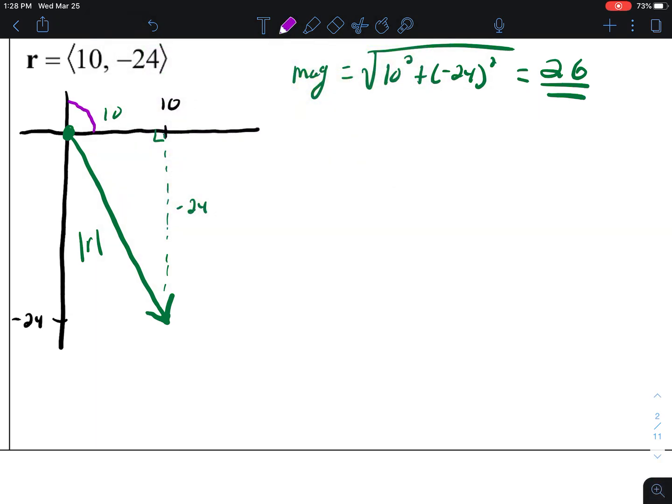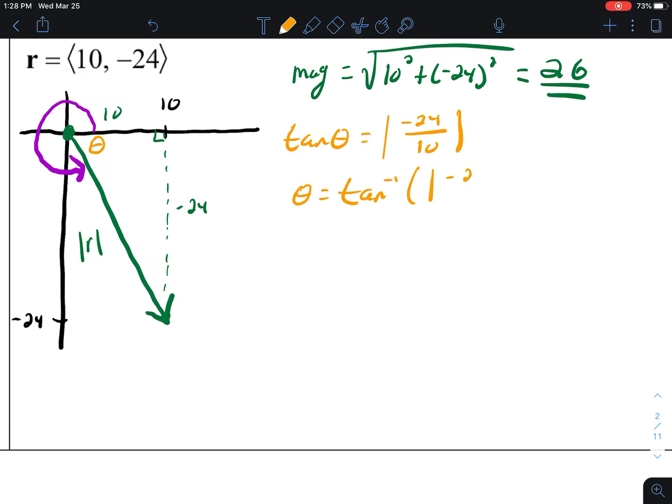Now the direction angle here is counterclockwise rotation off the positive side of the x-axis. So in order to find that, what we're going to do is find the angle inside the triangle here first. So tangent of theta is going to equal y over x. So negative 24 over 10. We're going to take the absolute value of that to get this reference angle. So theta is going to equal the inverse tangent of the absolute value of negative 24 over 10.